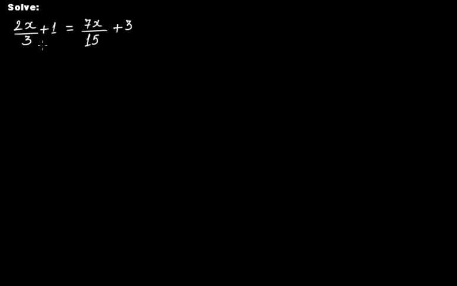In this example question, we have 2x by 3 plus 1 is equal to 7x by 15 plus 3. Simply transpose 7x by 15 to the left hand side. This becomes 2x by 3 minus 7x by 15. At the same time, we transpose 1 to the right hand side, 3 minus 1. Now you have to subtract two rational numbers, take the LCM of 3 and 15.